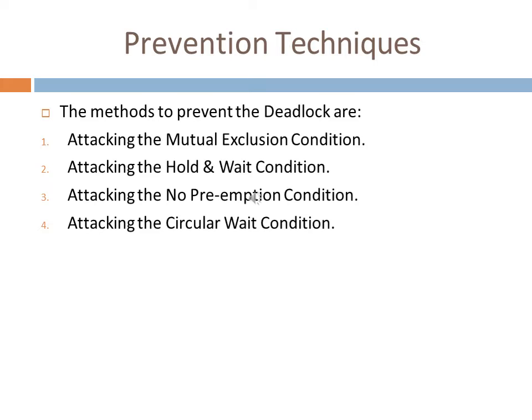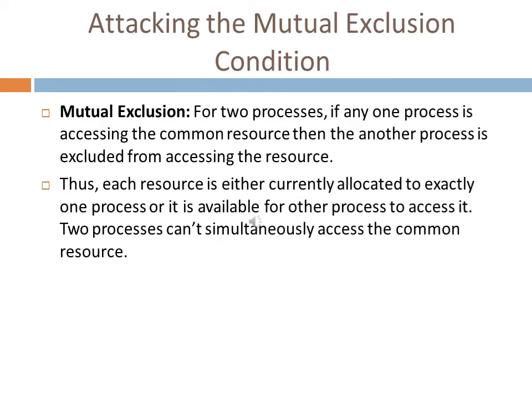Hold and wait. There must exist a process that is holding at least one resource and is waiting to acquire additional resources that are currently being held by another process. A process currently holding resources granted earlier can request new resources. No preemption: the resources cannot be preempted. That is, the resource can only be released voluntarily. Now, attacking the mutual exclusion condition.